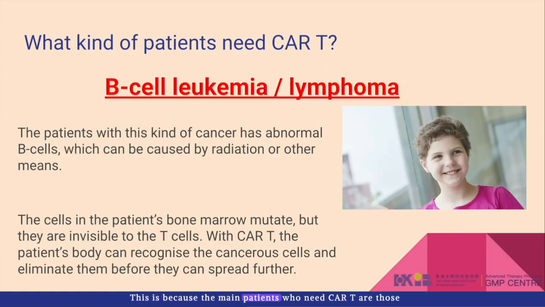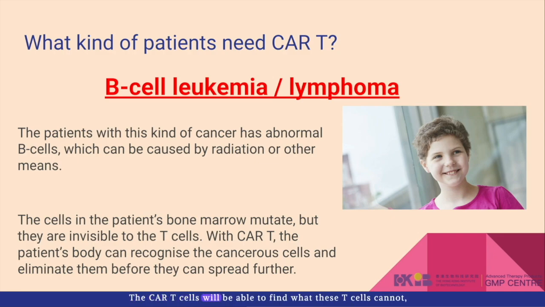This is because the main patients who need CAR T are those diagnosed with B-cell leukemia or lymphoma. This is basically a B-cell cancer where abnormal B cells have mutated. These mutated B cells won't be able to be identified by the T cells and will use up lots of resources and space that other cells may be able to use instead. This will cause the body to be harmed, as a lot of the resources are being used on these useless mutated B cells.